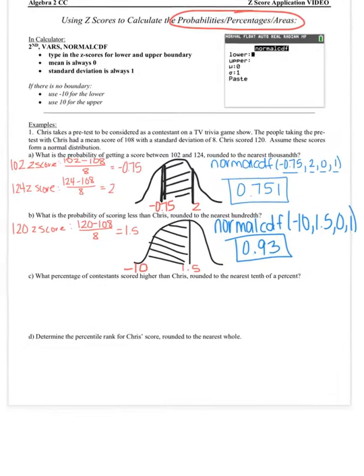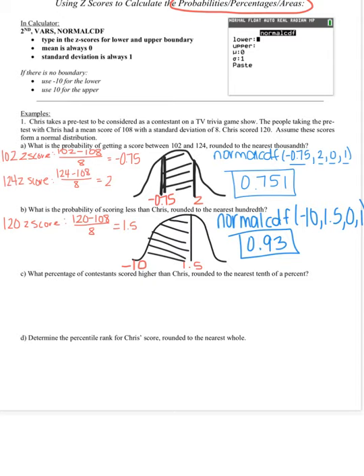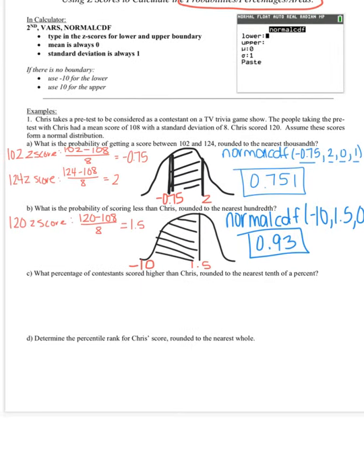Letter C is a little bit different. The reason why is because this says what percentage of contestants. So the only thing that's different is that once we get our answer, once we get the number in the calculator, we have to turn that into a percentage. And you can do that. You can multiply the number by 100, or you can just move the decimal over twice. You're doing the same things when you do that. So we're looking for the percentage of contestants scoring higher than Chris.